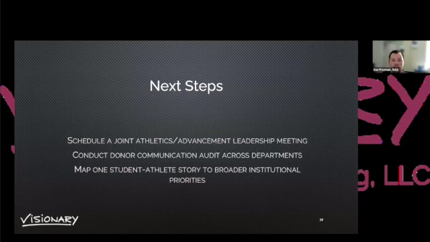Conduct donor communication audits across departments. Really so important to look at your lists and see who is getting what. Because we talked about how the redundancy essentially annoys people, but then you're going to start losing those open rates and those interactions because if you send too many, people don't know where to look.